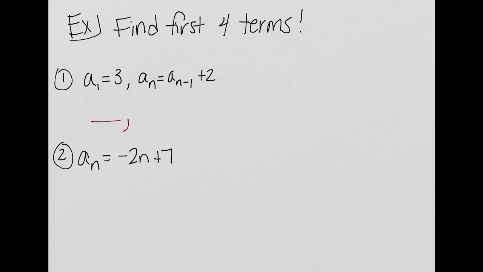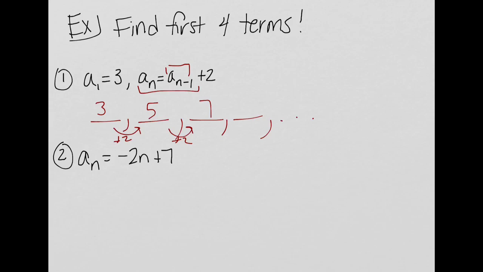Find the first 4 terms. So I want 1, 2, 3, 4. It gave me the first term is 3. This gave me my recursive formula. It tells me how to get from the current term to the next term. It says take the previous term and add 2. So we're going to add 2. So this will be 5. And then this will be 7. And then this will be 9. Remember, this is your common difference when it's adding or subtracting.